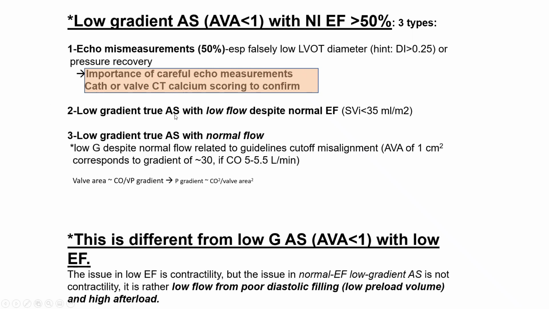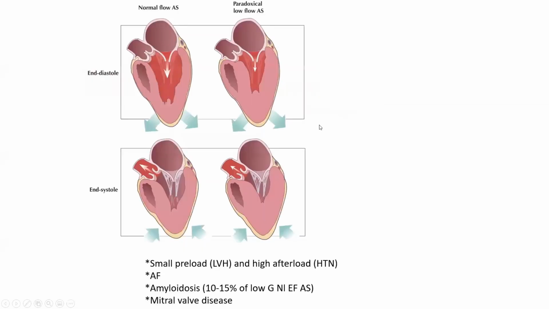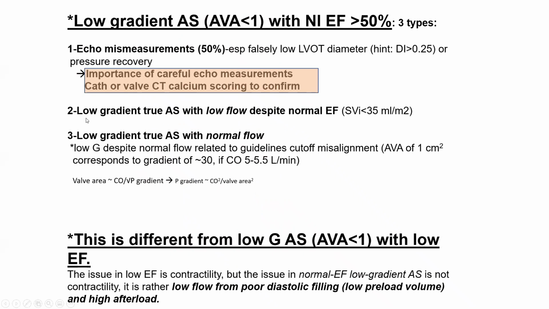The second possibility is low gradient true AS with a low flow despite normal EF, defined by a stroke volume index less than 35 milliliters per meter squared. And this is the mechanism that I explained here. The third possibility, and actually that is more common than number two, is low gradient true AS with actually normal flow. The guidelines are obsessed with that low flow and calculating stroke volume index, which must be less than 35 for AS to be severe. A larger proportion of patients have normal flow rather than low flow. In those cases, you have truly severe AS with low gradient, yet a normal flow.